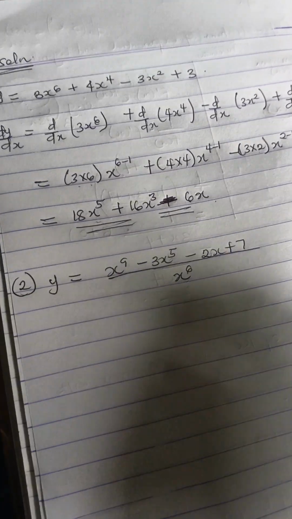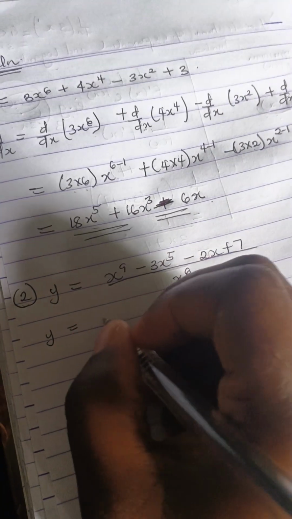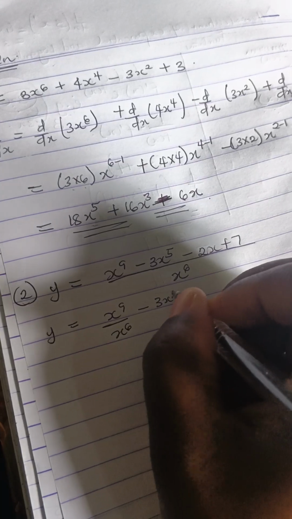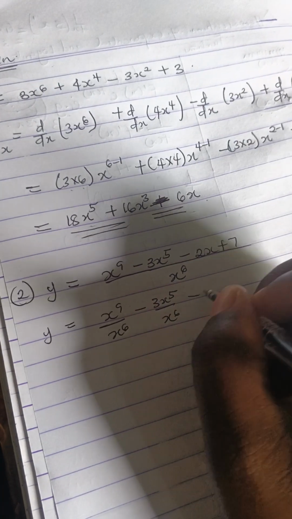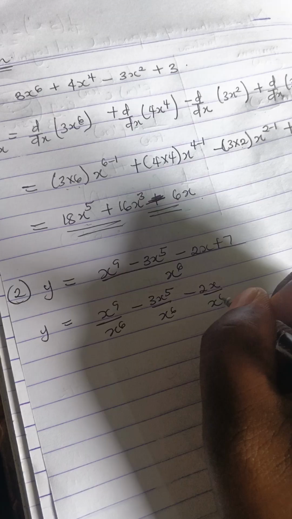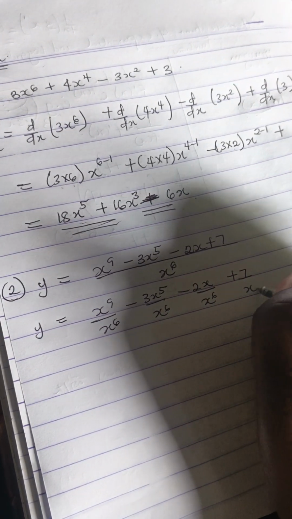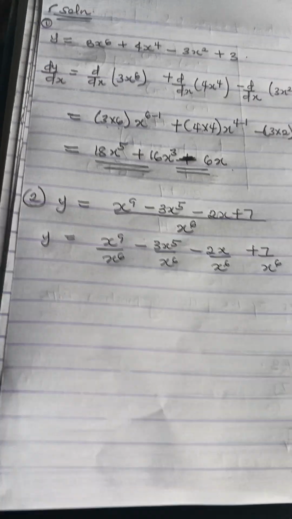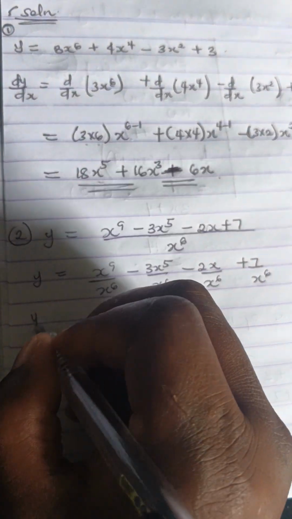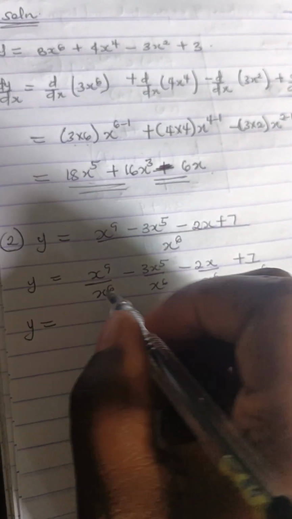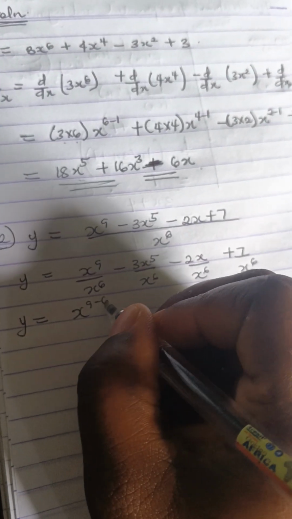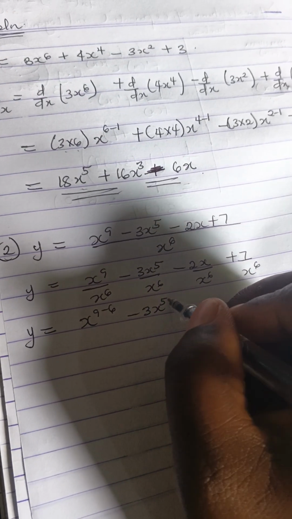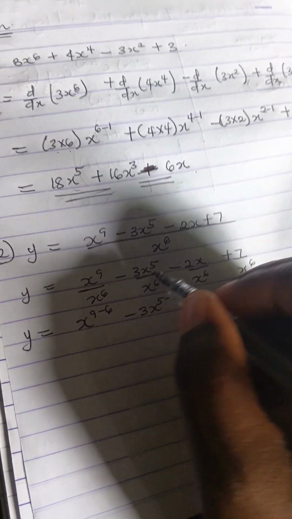So you can split them such that your y can be x raised to the power of 9 over x raised to the power of 6, minus 3x raised to the power of 5 over x raised to the power of 6, minus 2x over x raised to the power of 6, and plus 7 over x raised to the power of 6. I'm very sure that you are still familiar with your law of indices. If we apply the law of indices here, what happens? x raised to the power of 9 divided by x raised to the power of 6 becomes x raised to the power of 9 minus 6, minus 3x raised to the power of 5 over x raised to the power of 6 becomes x raised to the power of 5 minus 6.